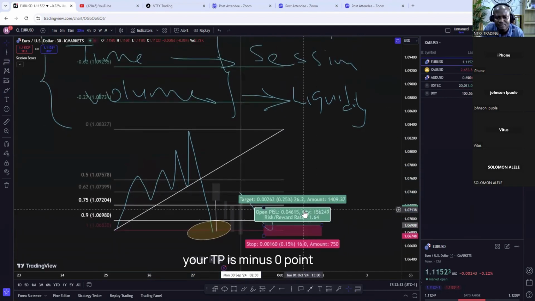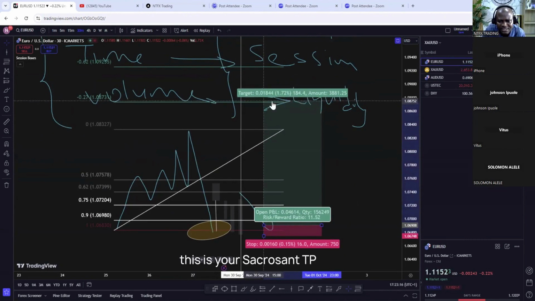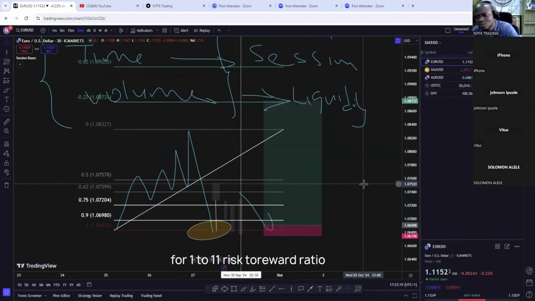And then you now project your TP by taking your fib from this level to this level. Your TP is minus 0.27. This is your sacrosanct TP for 1 to 1 risk to reward ratio.